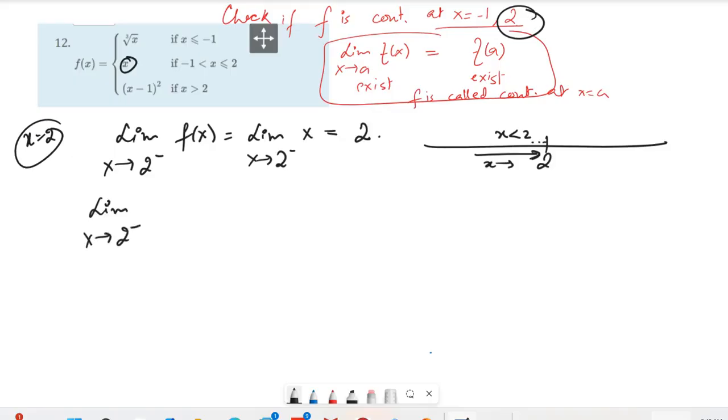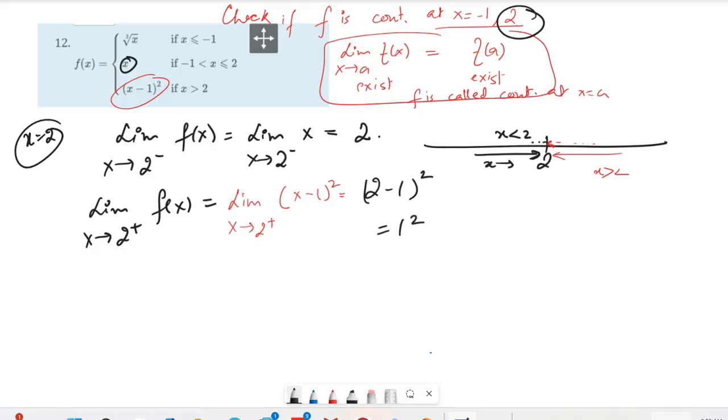Limit as x approaches 2 from the right side. What does that mean? That means we are getting very close to 2 from the right side. It's on the right hand side, a little more than 2. Therefore, the function used will be this one here. When I put 2 in here, 2 minus 1 whole squared, 1 squared is 1. We notice that this limit is not equal to this limit. Therefore, the limit as x approaches 2 of the function does not exist.